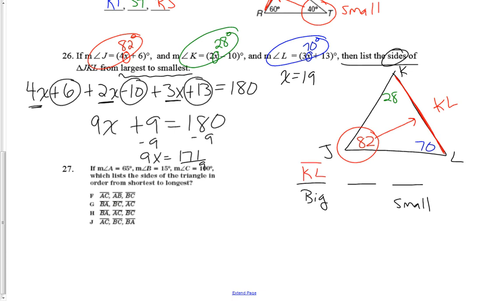To find the middle side, I need to find the middle angle. The middle angle is 70. Across from the 70 is JK. So that's my middle side. Then I need my smallest side, that's across from the smallest angle, and across from the smallest angle is JL. So here are the sides listed in order from largest to smallest.